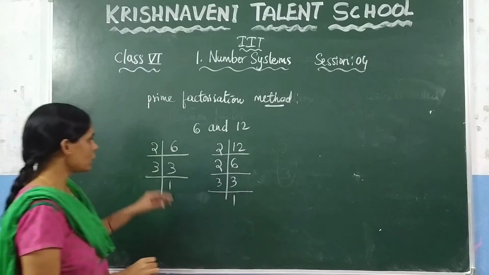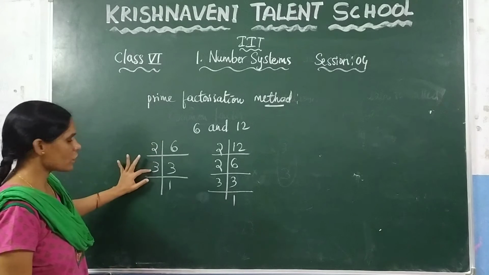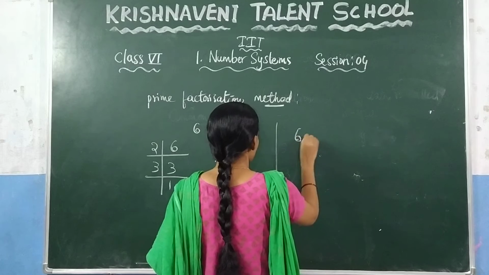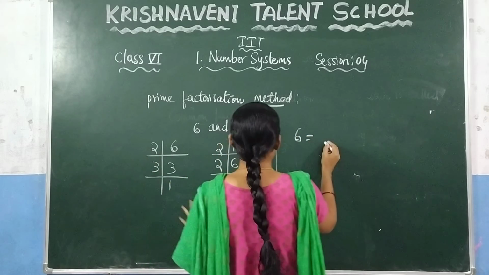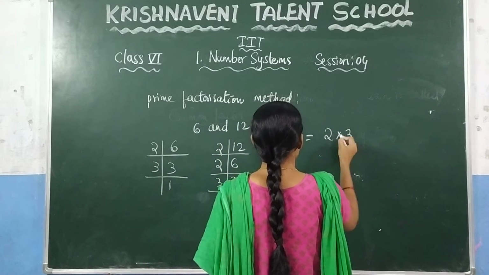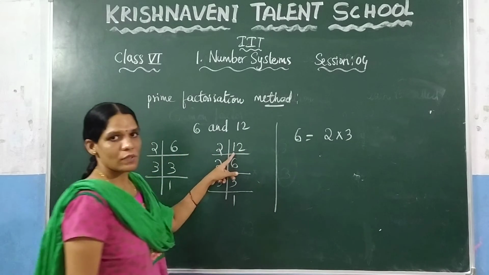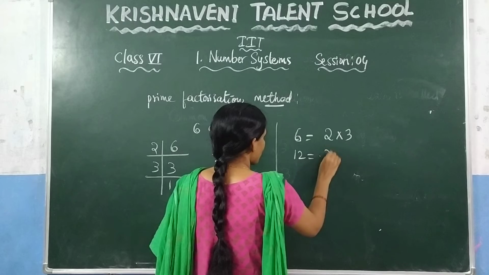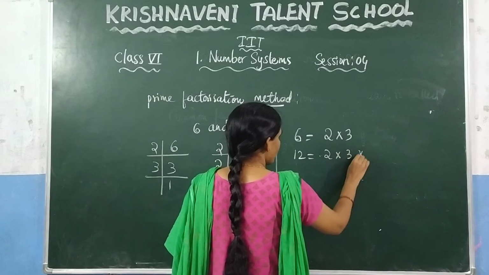So we have written the given numbers as a product of the prime factors. How we have written here, 6 we have written as 2 into 3 into 1. Write it here, 2 into 3 into 1. And here we have written 12 as 2 into 2 into 3. Write it here, 12 as 2 into 2 into 3.